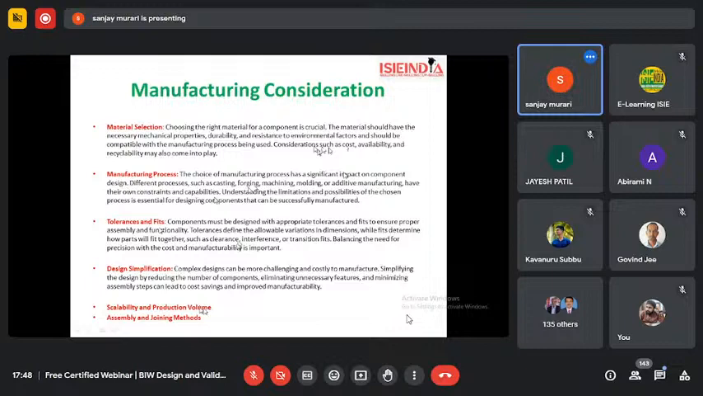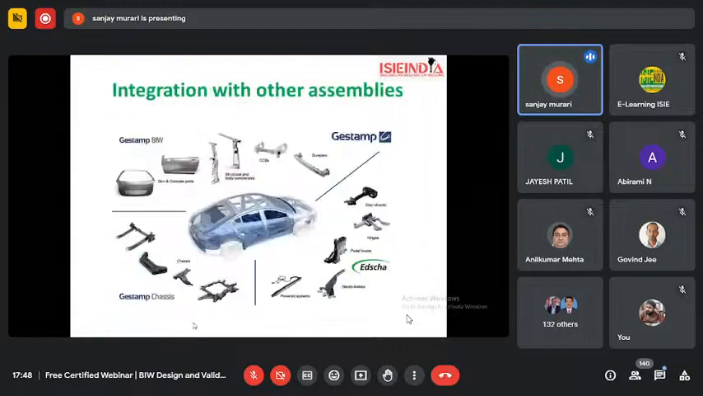Okay. Then assembling and joining methods. To join, as I said earlier, steel can be welded easily, but aluminum is a bit difficult to weld. So all these joining methods should also be considered initially only.